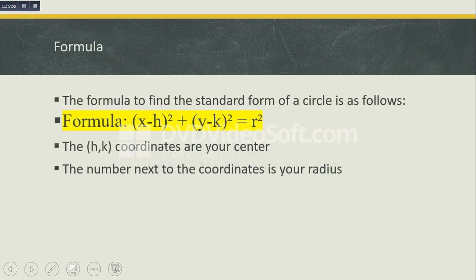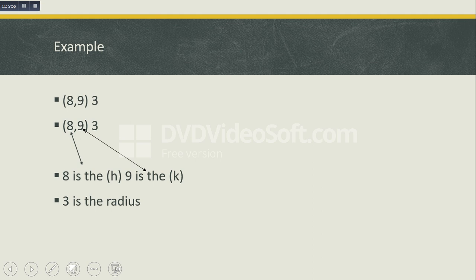The formula to find the standard form of a circle is as follows: (x minus h) squared plus (y minus k) squared equals r squared. The h and k coordinates will be your center. The number next to the coordinates is your radius. In this example, 8 is the h, the k is given, and 3 is your radius.